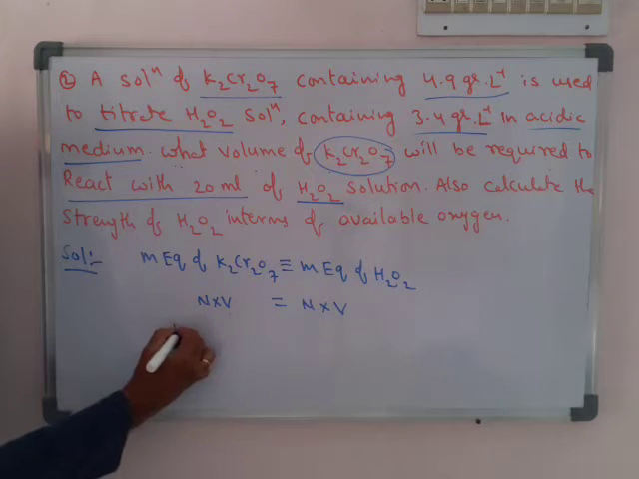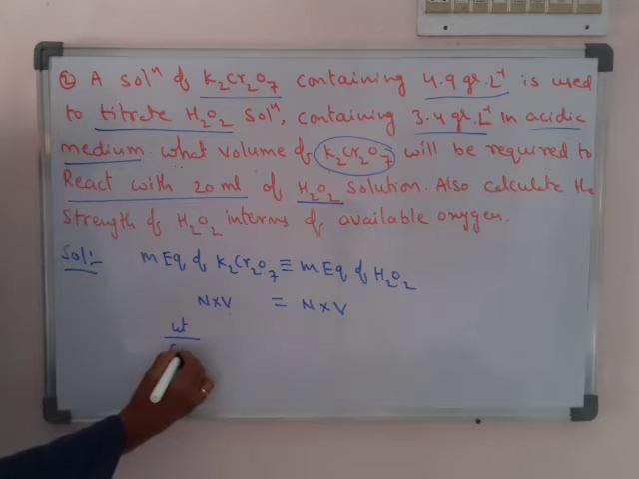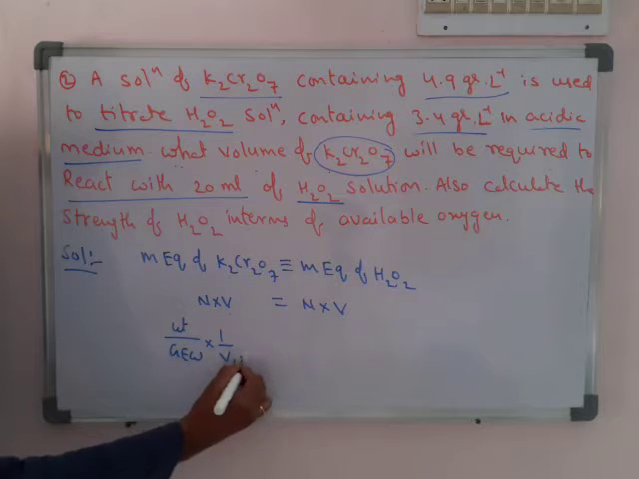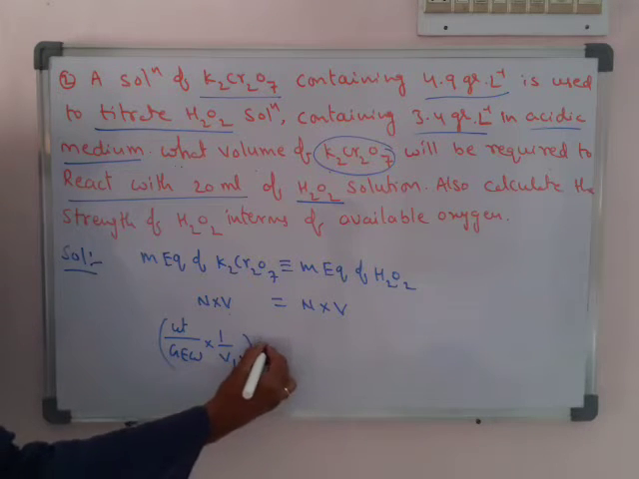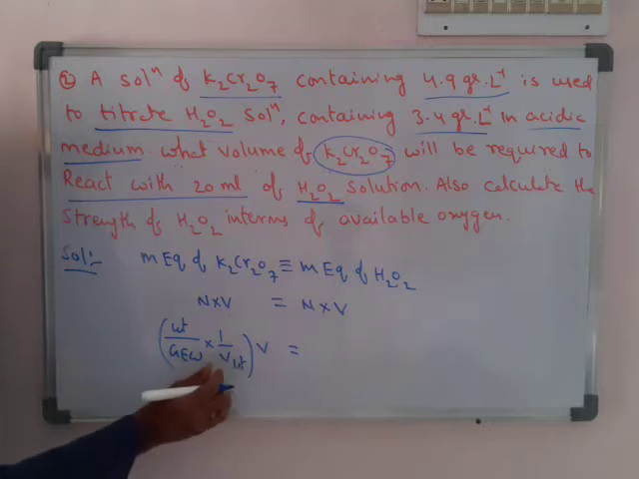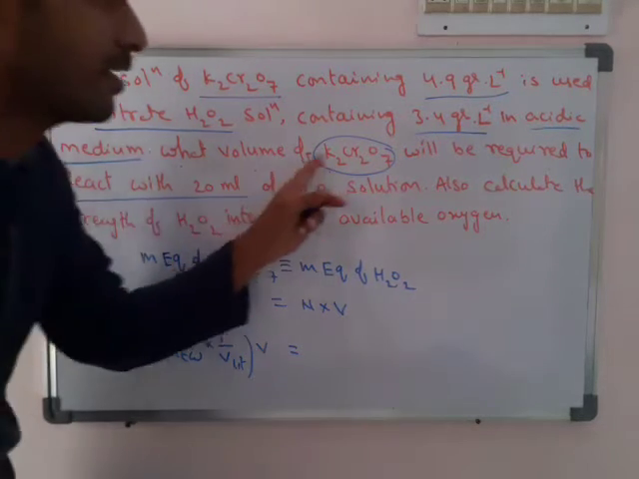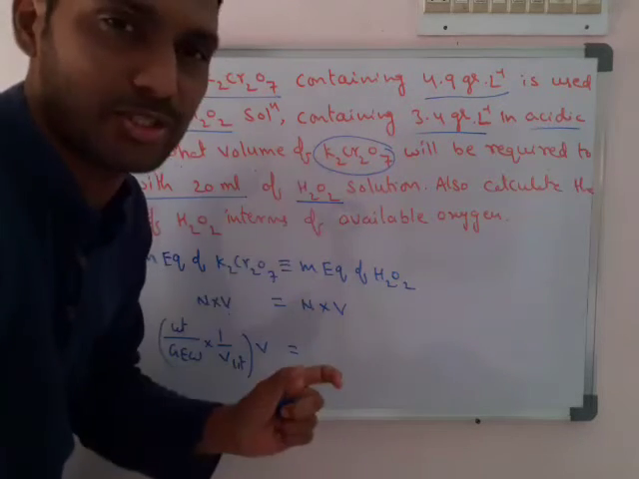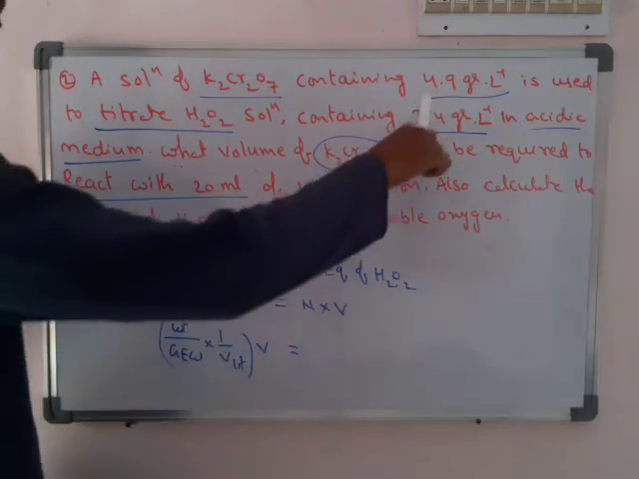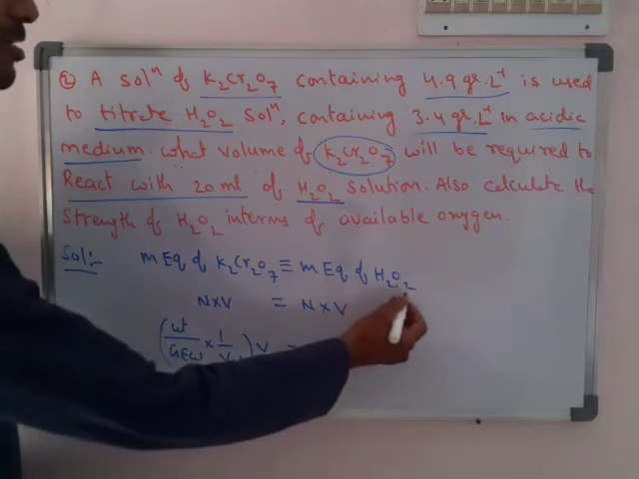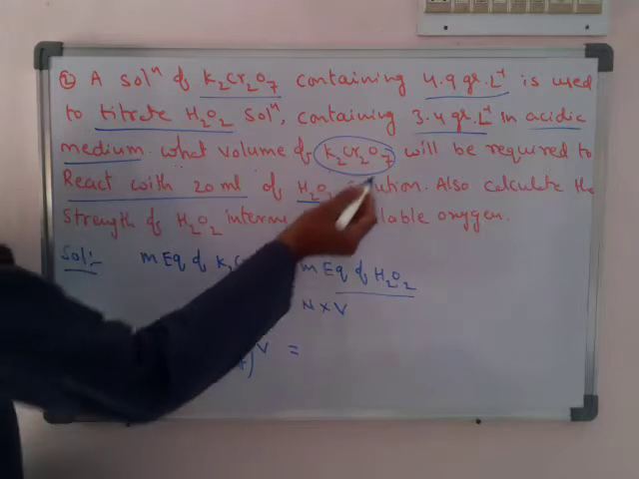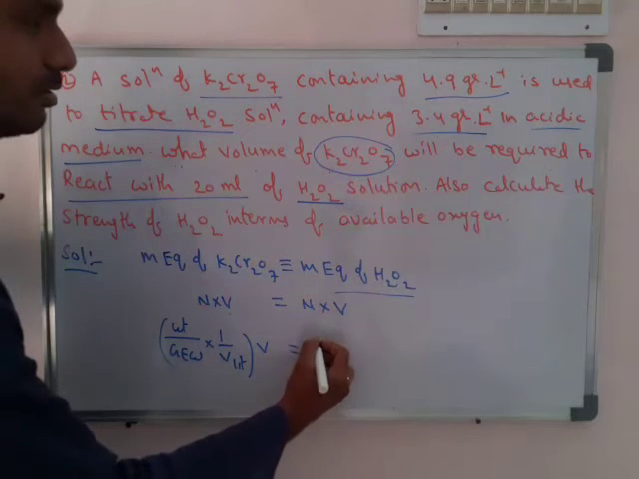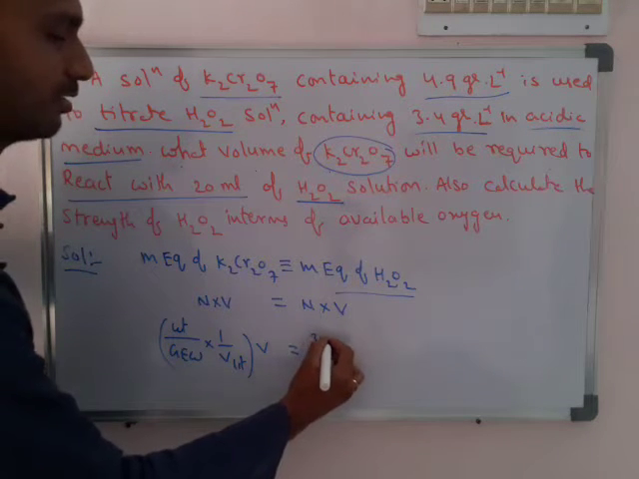So per liter, what is the formula of normality? Weight by gram equivalent weight into 1 by volume in liters into V. Here we have no choice to cancel, because separately it is given 4.9 grams per liter. Again we have to calculate the volume required for this reaction. So the only clue here is to calculate the normality. For hydrogen peroxide also, no normality is given. It is also given in terms of strength, that is weight by volume. That is, we can write 3.4 gram weight.